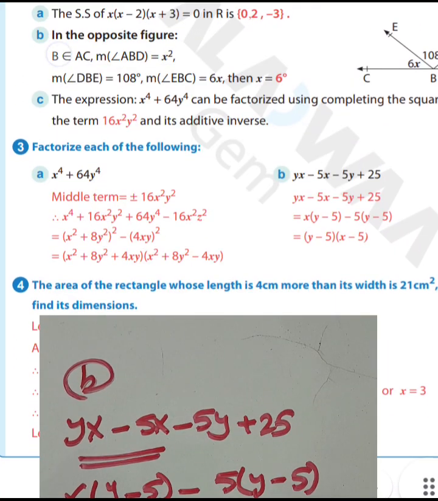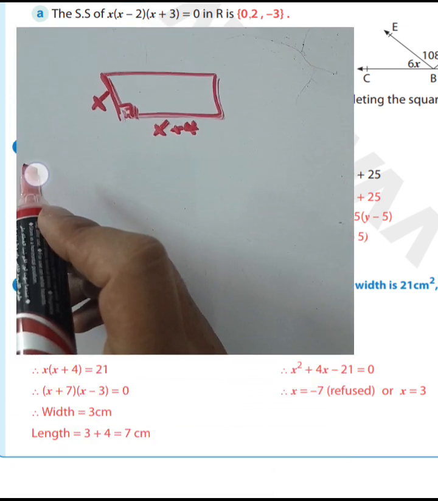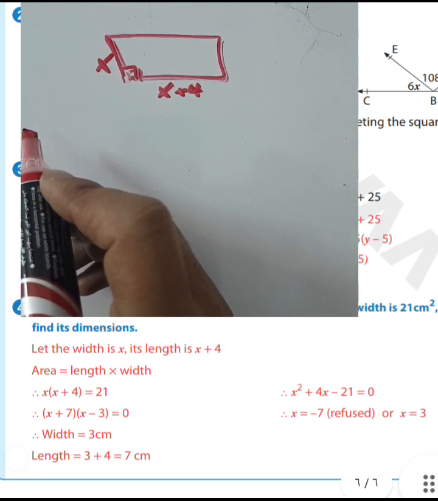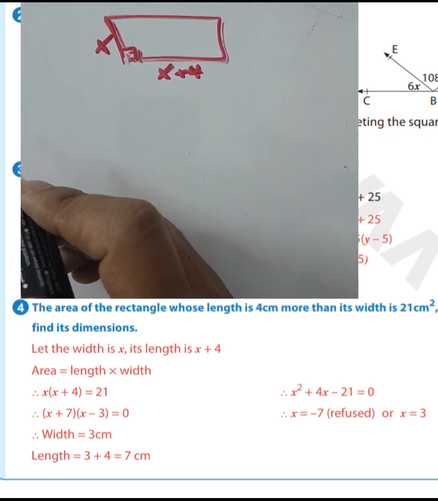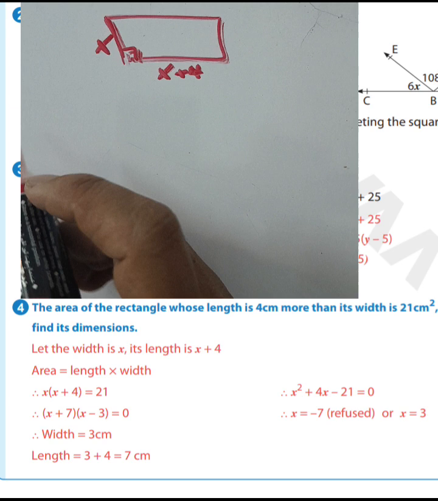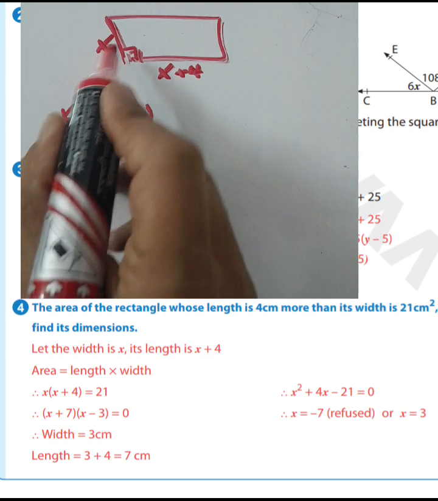Next, the last question. The area of a rectangle whose length is 4 cm more than its width is 21 cm squared. Find its dimensions. We can write the width x and the length will be x plus 4. The area of the rectangle is 21. Area equals length times width, so length times width equals 21.